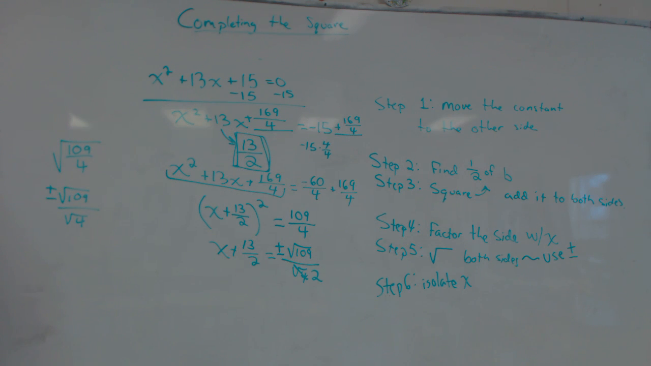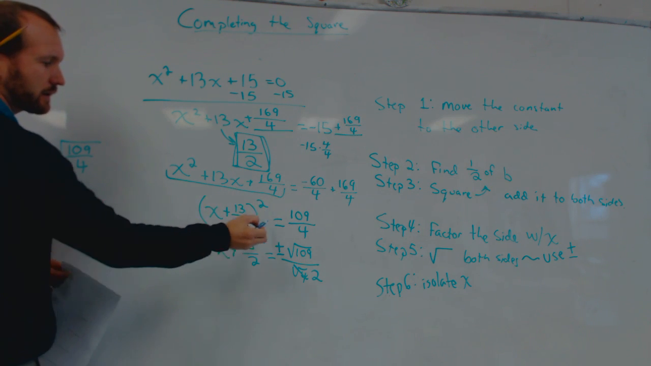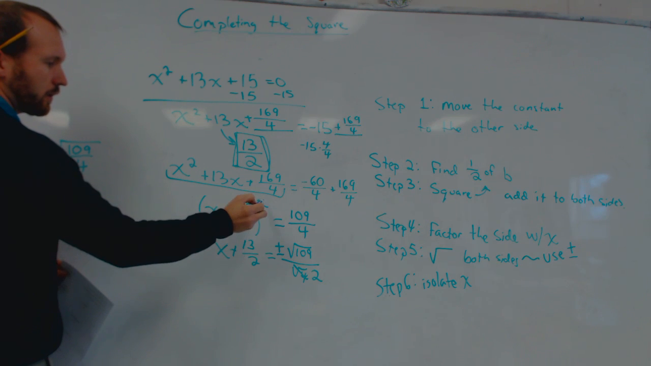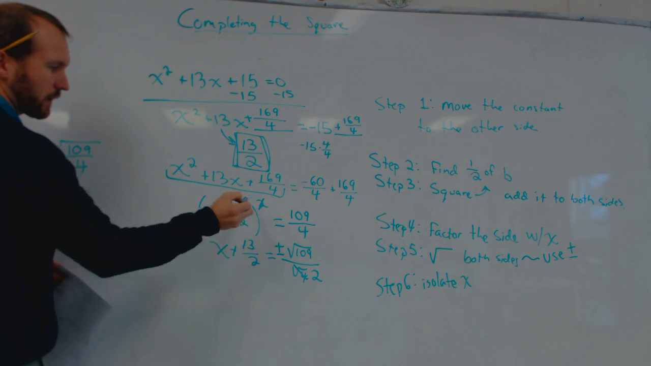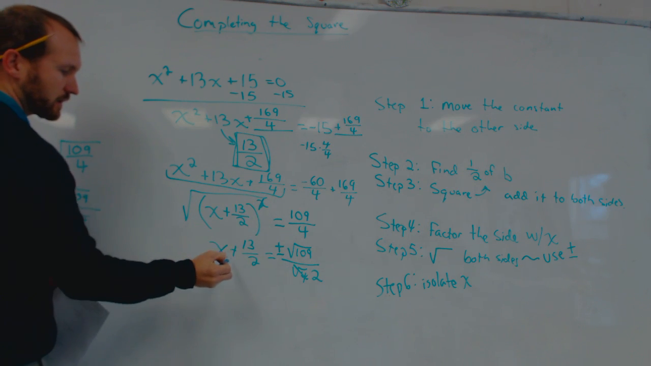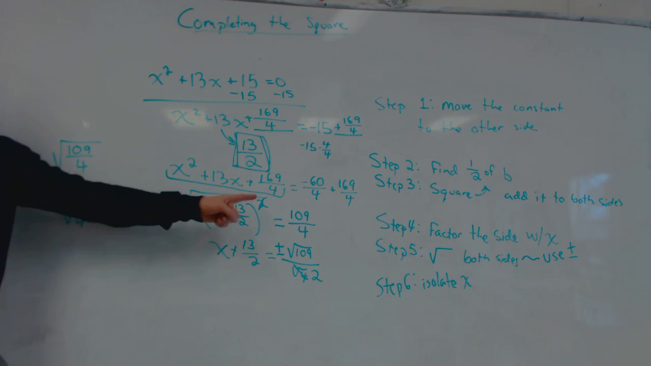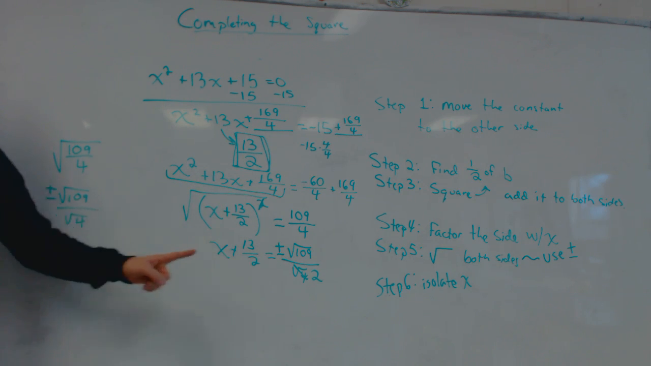Why, when you square it, do you get 13 over 2 again? Because I'm square rooting this whole side. So all that I'm doing is getting rid of the square. The square root of something squared is just that something. I probably should write that out. Right? Square rooting gives us this.